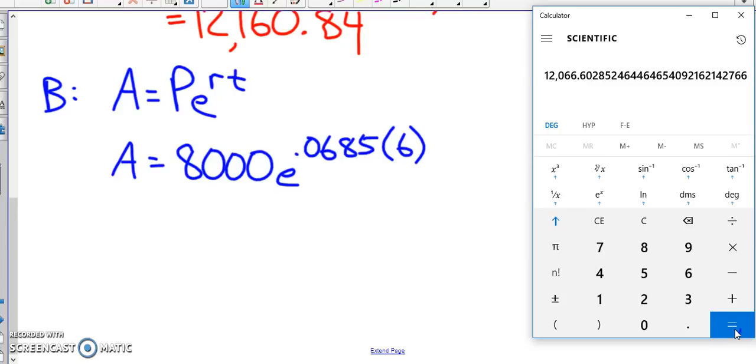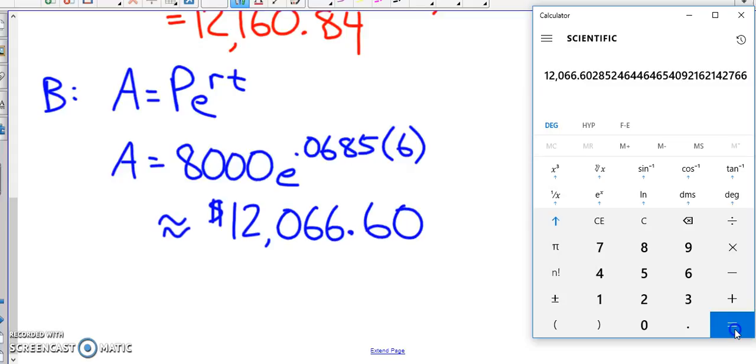All right. So this would be $12,066.60. So clearly the investment with the higher interest rate, even though it's compounded a lot less often, is worth more money in this case. Now obviously if there was less of a discrepancy between the interest rates, then this continuous one might overtake it.